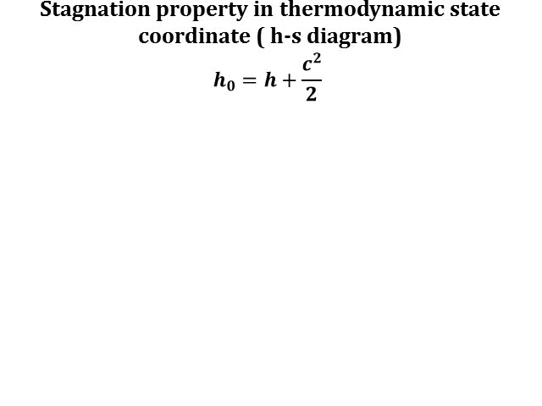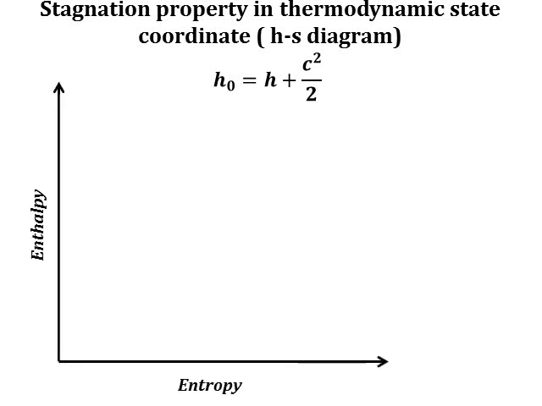Here we recollect the adiabatic energy equation, which is H0 is equal to H plus C square by 2. This is the HS diagram. Let A represent the static condition of the fluid. The corresponding enthalpy gives us the static enthalpy, and we get the corresponding entropy represented as SA. The blue line represents a constant pressure line in an HS diagram. So here it represents the static pressure PA.